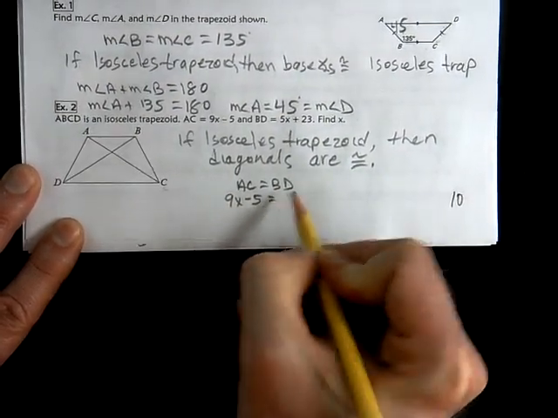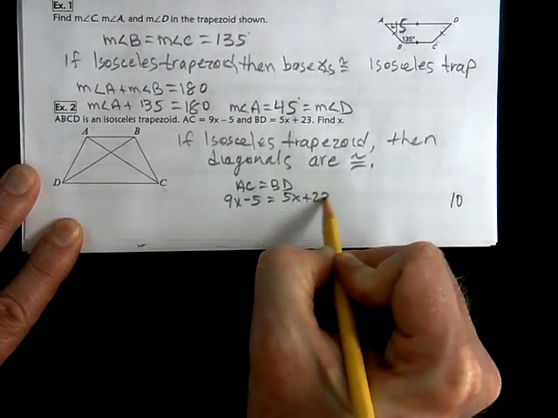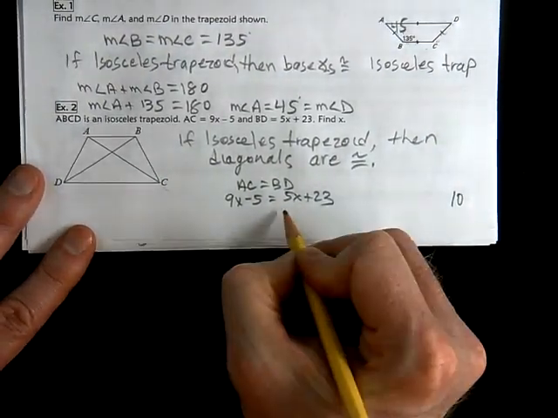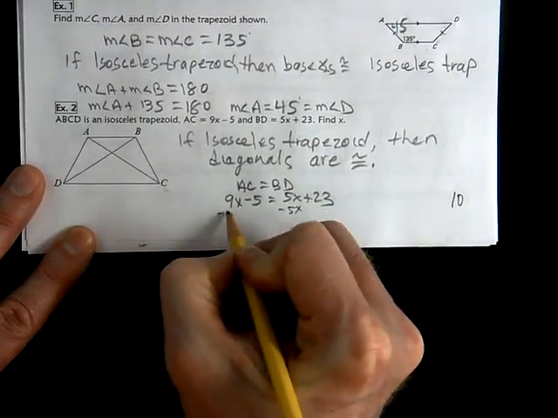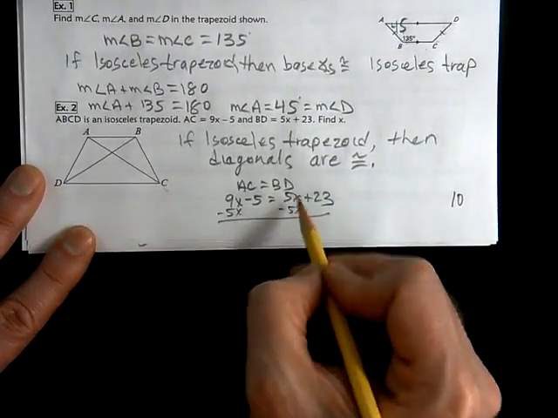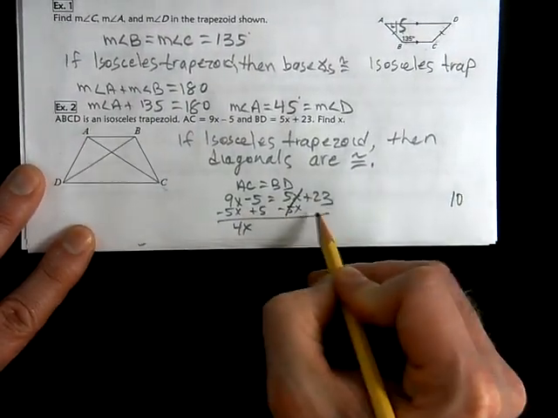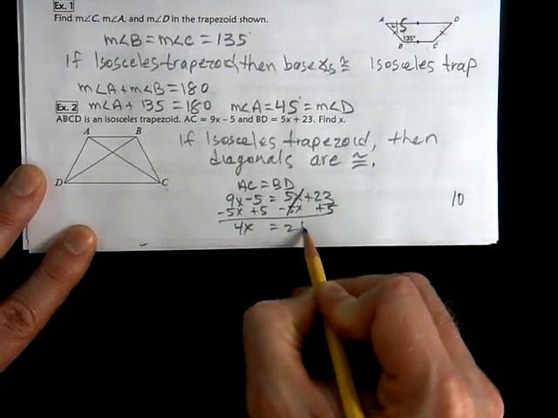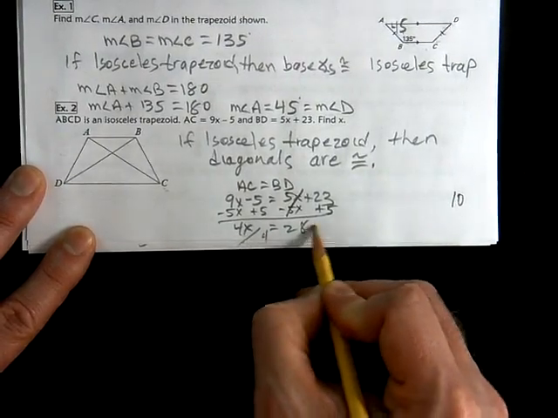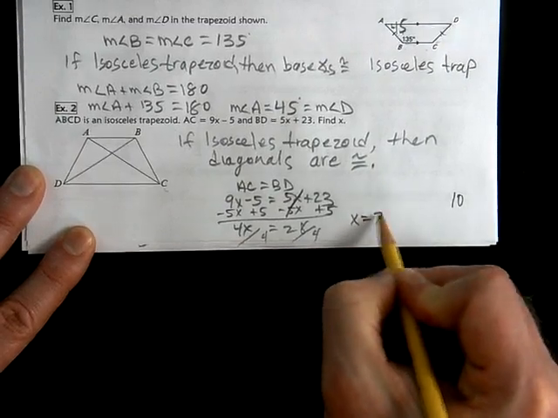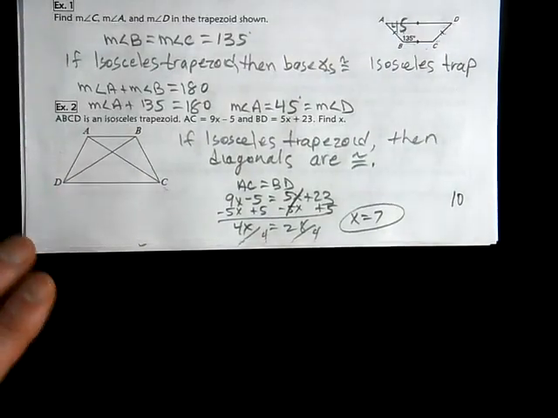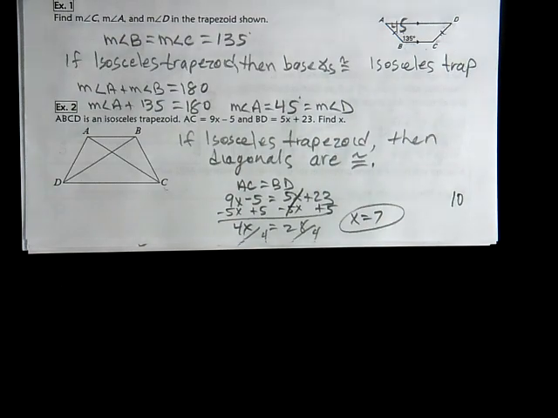If they're congruent, then we know that AC is going to be equal to BD. 9x minus 5 is going to be equal to 5x plus 23. So I'm going to subtract my 5x across to get 4x. I'm going to add my 5 across to get 28 and divide by 4 to get x equals 7. What do we think?